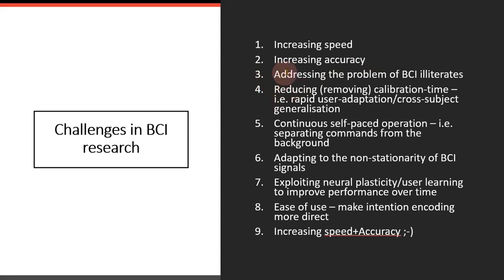We also have some problems related to BCI illiteracy. Addressing the problem of BCI illiteracy. BCI illiteracy is a problem where around 30% of the population are unable to use BCI, regardless of how accurate your BCI system is. And number 3, this BCI research focuses on designing BCIs for BCI illiterate populations.